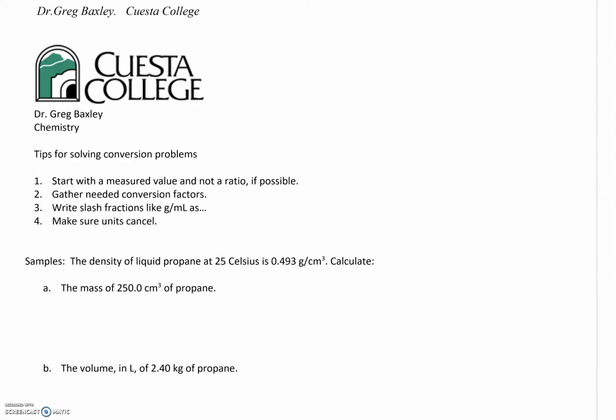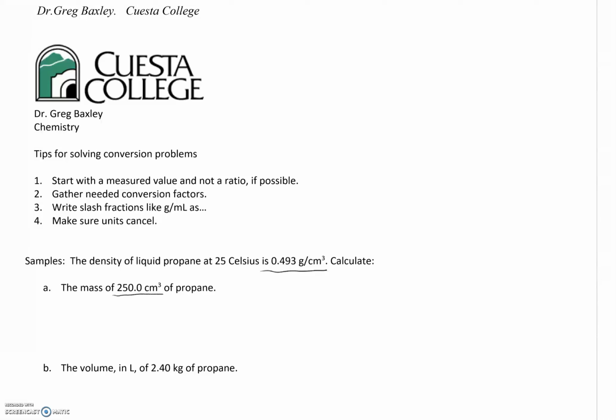First tip, make sure you start with a measured value and not a ratio if possible. We can look at the sample problem down below, and we can see that we're given some information. We're given information that propane has a density of 0.493 grams per cubic centimeter. That's a ratio, not a good place to start. The question asks us to calculate the mass of a certain volume of propane. That volume is a measured value. That's where we should start.